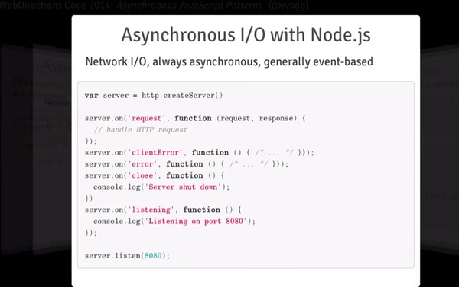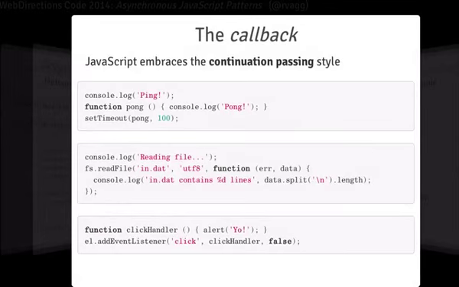The most interesting one there is the request event. Whenever a client connects, we get this request event with a request object and a response object, so we can read from the request and we can write to the client. So that's networked I/O.